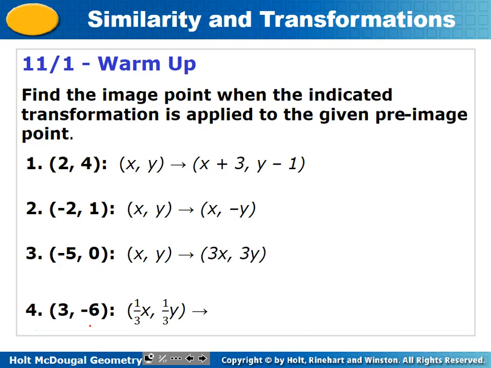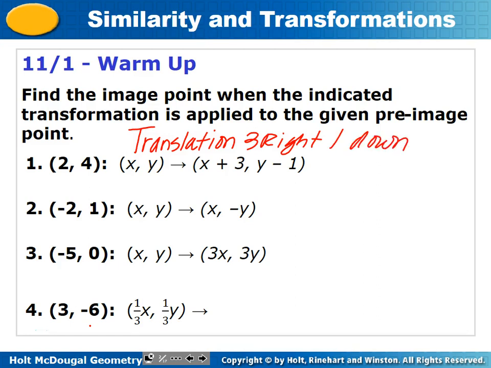I want to ask you first, it says find the image point when the indicated transformation is applied to the given pre-image point. So we're looking at number 1, and it's (2, 4), and it shows us that the transformation is x plus 3 and y minus 1. If you recall, that transformation is a translation, and plus 3 means it's 3 right, and minus 1 means it's 1 down. Now when we apply that transformation, when we add 3 to 2 and subtract 1 from 4, we get (5, 3).